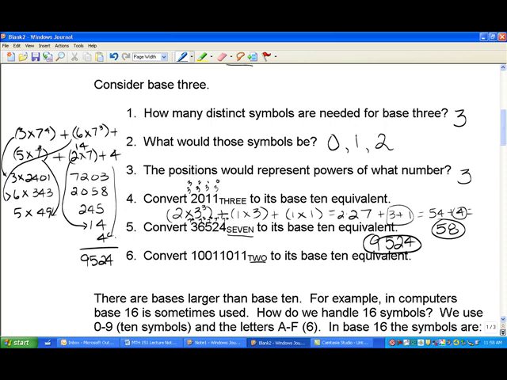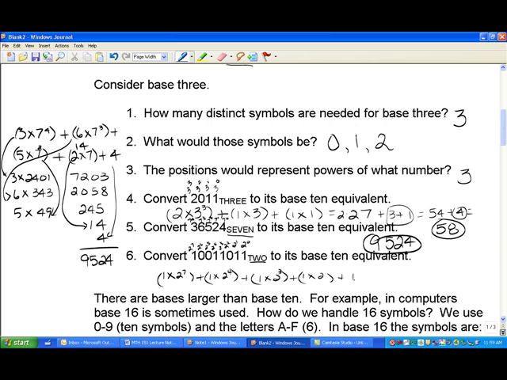Alright, what about the base 2 number? Maybe I can do that one without my calculator. 2 to the 1, 2 squared, 2 cubed, 2 to the 4th, 2 to the 5th, 2 to the 6th, and 2 to the 7th. So we have 1 times 2 to the 7th plus 1 times 2 to the 4th plus 1 times 2 to the 3rd plus 1 times 2 and plus 1.